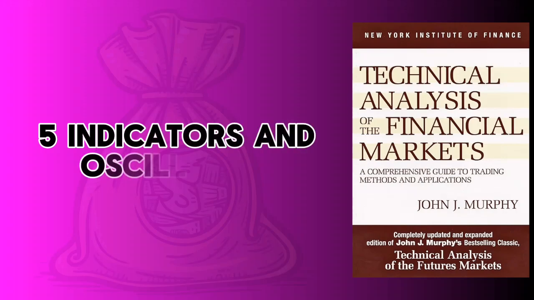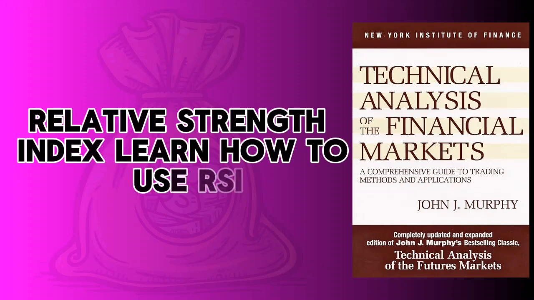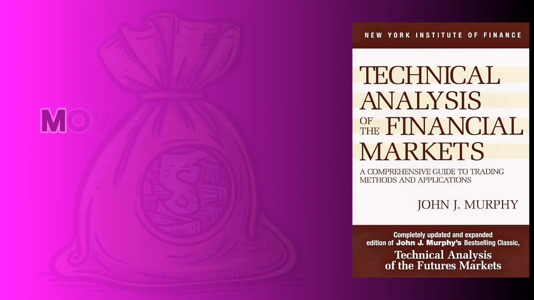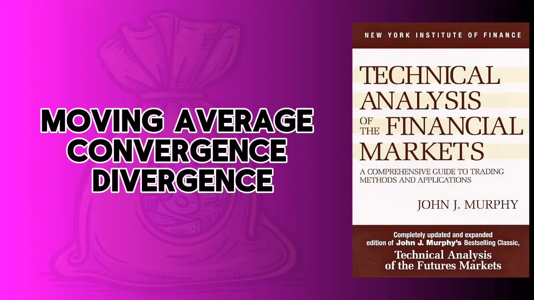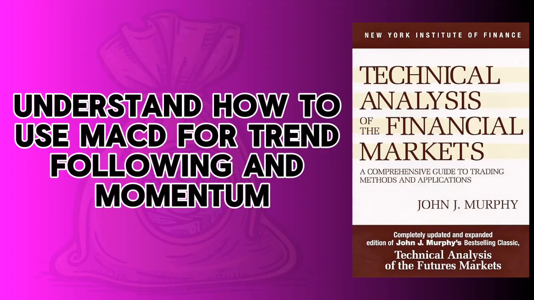5. Indicators and oscillators. Relative Strength Index. Learn how to use RSI to measure the speed and change of price movements. Moving average convergence divergence. Understand how to use MACD for trend following and momentum.